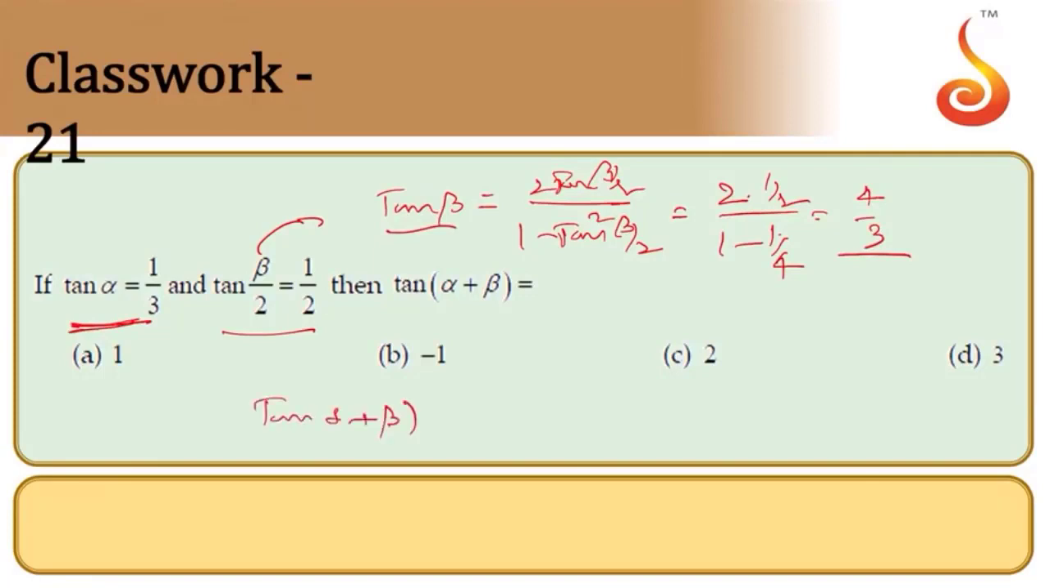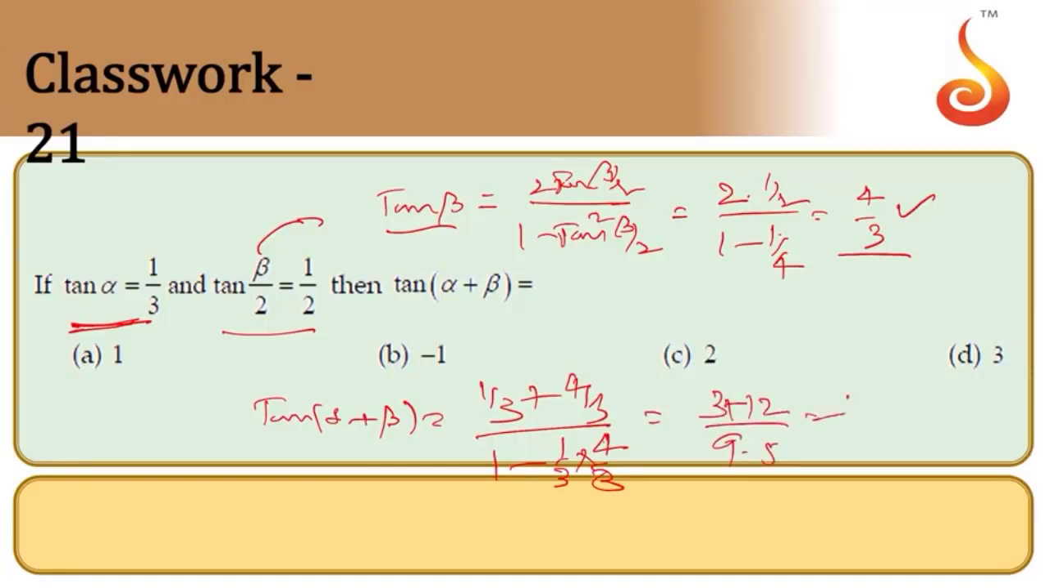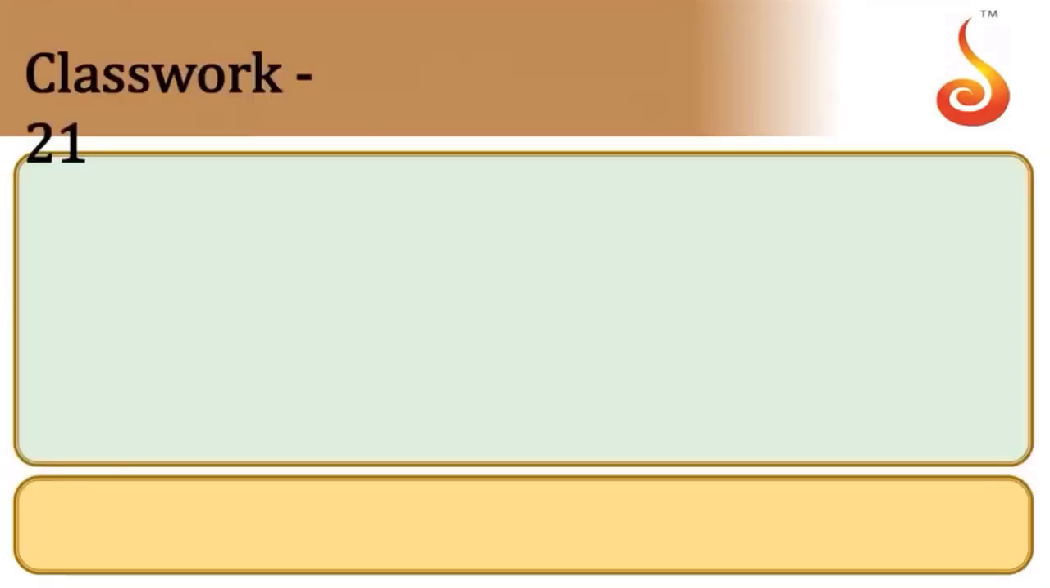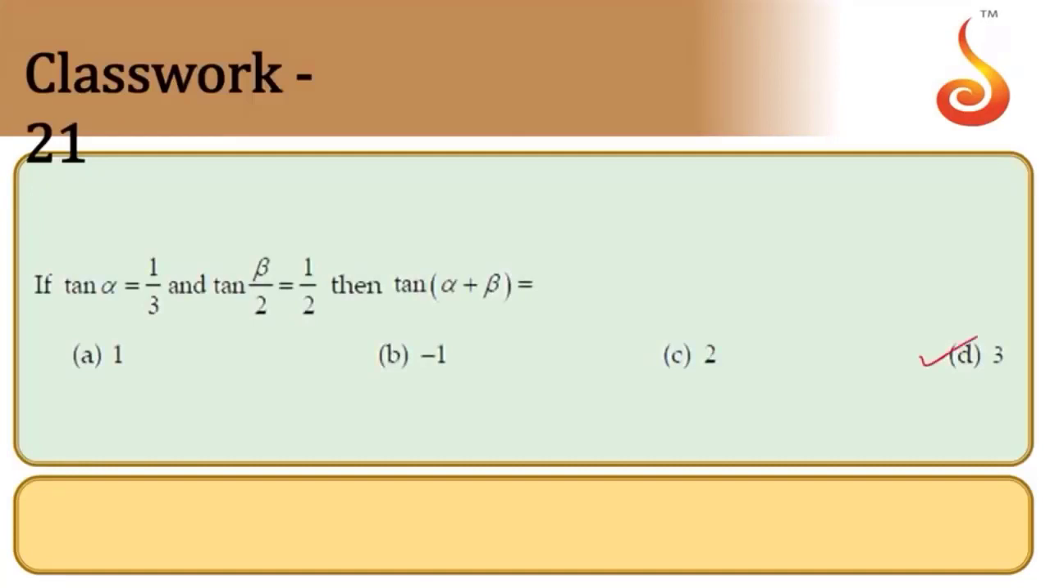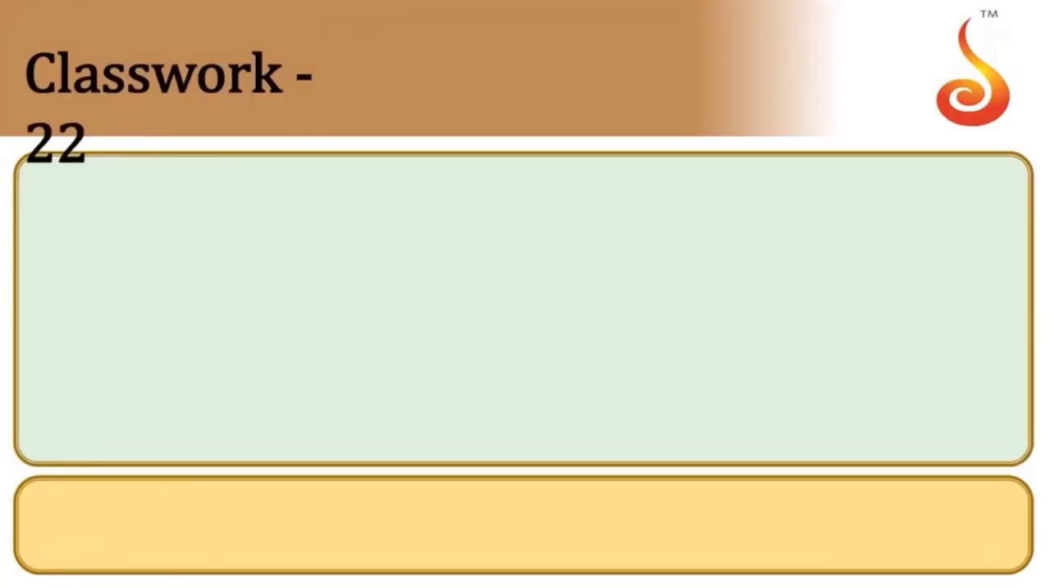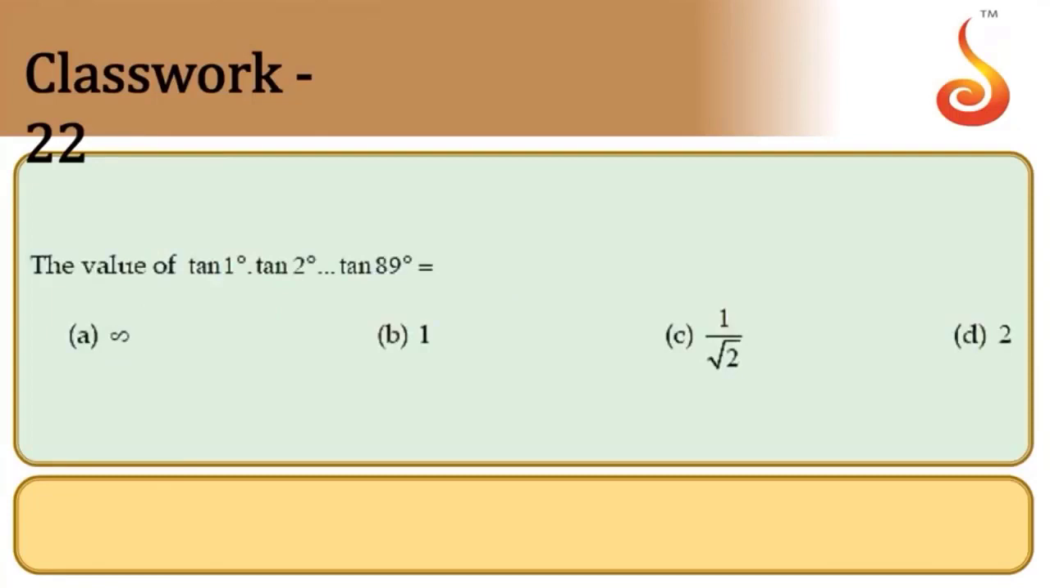therefore tan of alpha plus beta is equal to tan alpha plus tan beta, 4 by 3, divided by 1 minus tan alpha tan beta, 1 by 3. That is equal to, you will be having 3 plus 12 divided by 9 minus 5, which is equal to 15 divided by 5. So which happens to be equal to 3. So the answer is 3. So let me go with the next one.